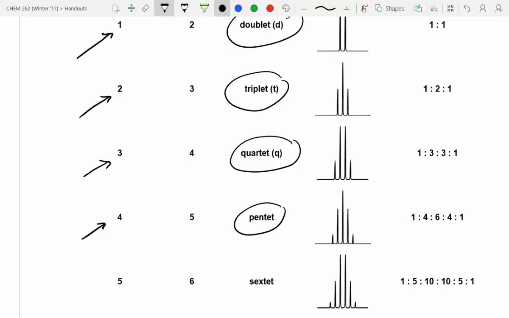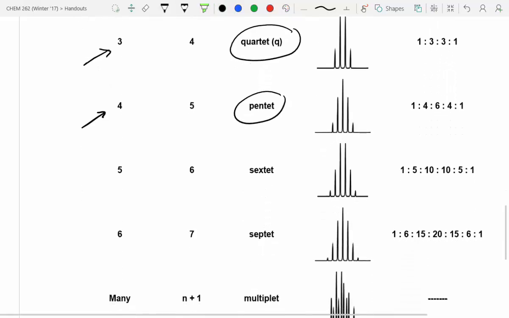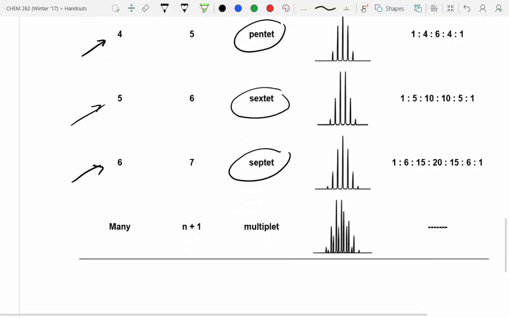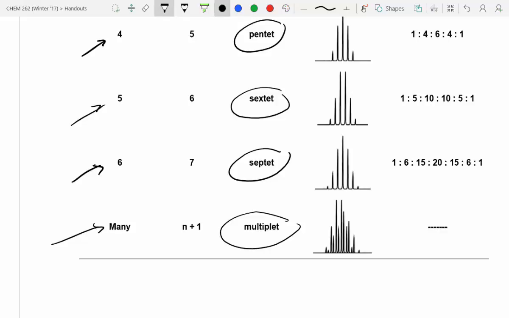It's now 1 to 4 to 6 to 4 to 1. And then if you've got 5 3-bond neighbors, you can observe a sextet. If you've got 6 3-bond neighbors, it will be called a septet. And if you've got so many that you are losing track of what's going on, chemists get lazy and they just say, you know what, this is a multiplet, which basically is a fancy way of saying there's too much for me to deal with right now.